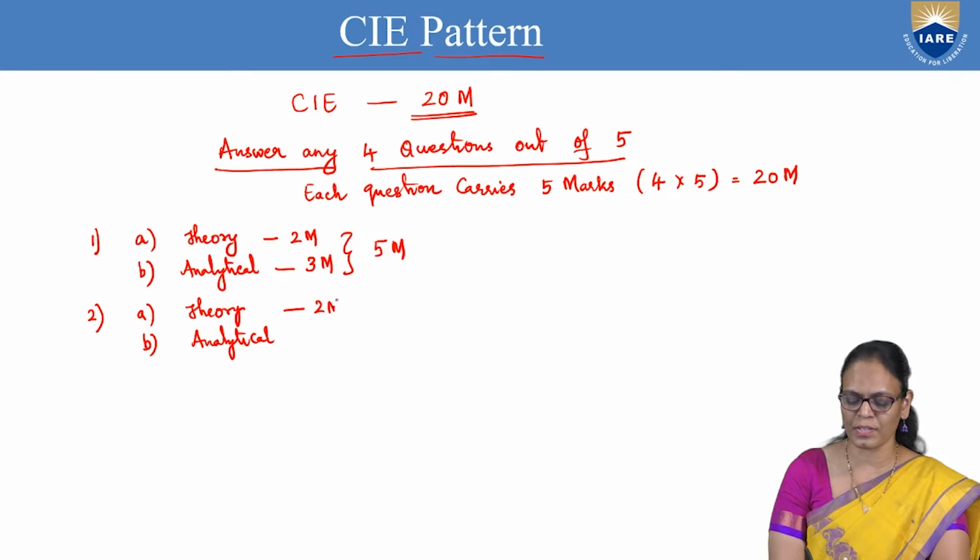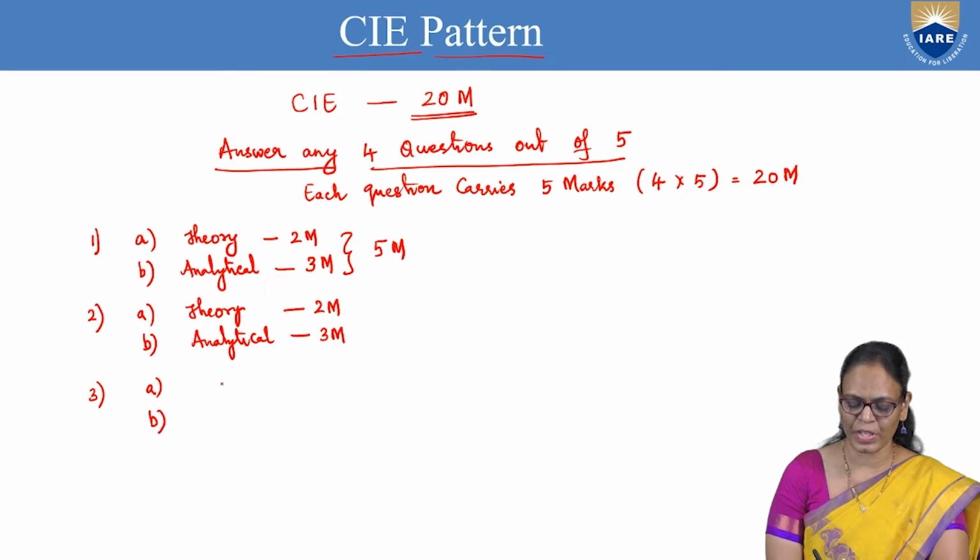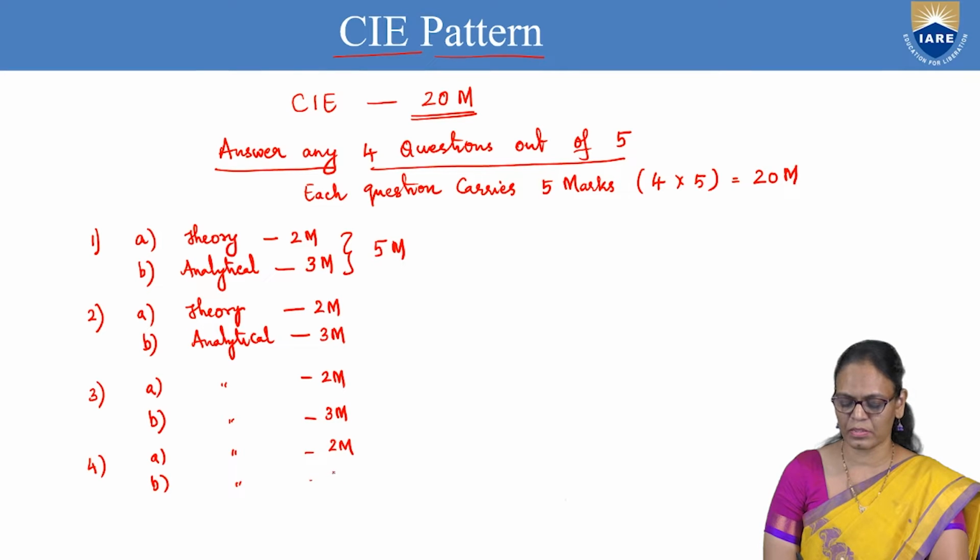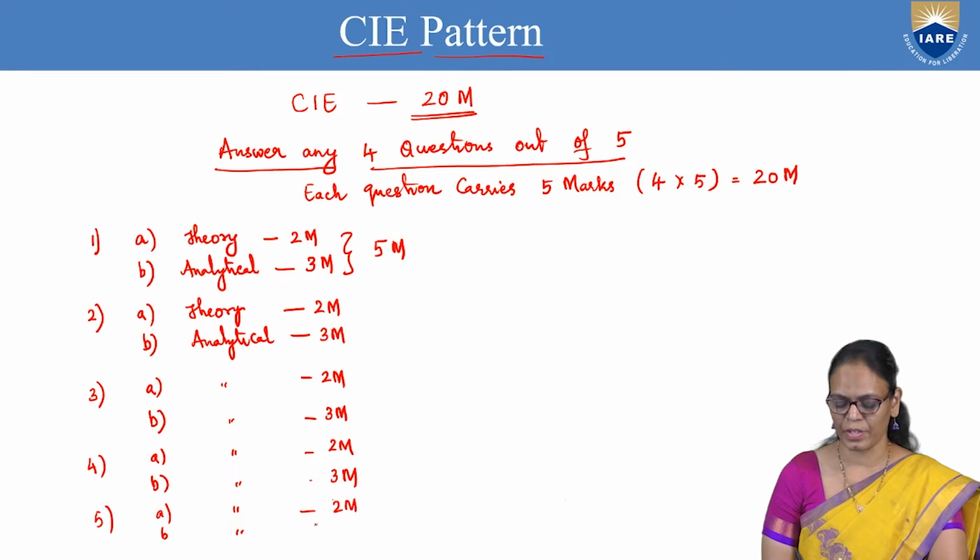Again 2 marks and 3 marks. So for 3 also we have A and B, theory and analytical for 2 marks and 3 marks. 4th also we have A and B, theory and analytical for 2 marks and 3 marks. So 5 also A and B for 2 marks and 3 marks.